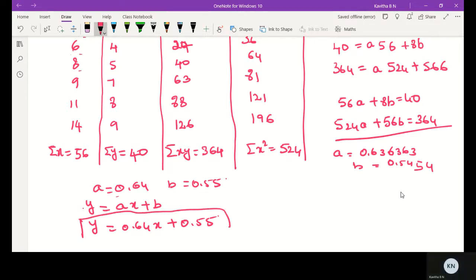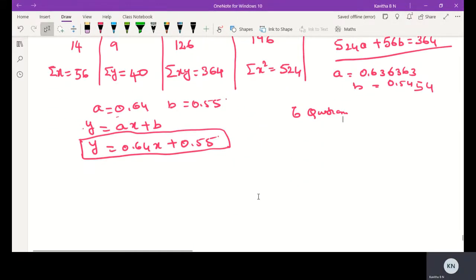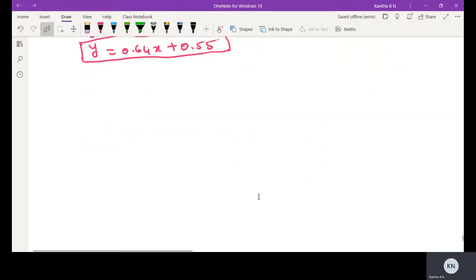Okay, this is from the exam point of view. This is a 6 mark question. One question is compulsory in your exam. Okay, then we will start one more problem. We will solve one more problem. Second one.